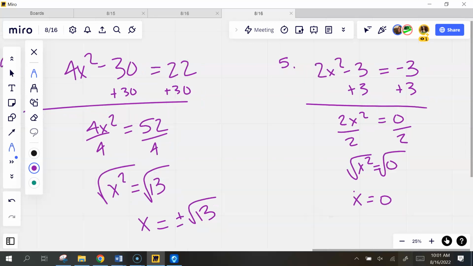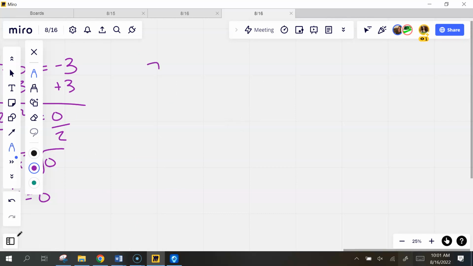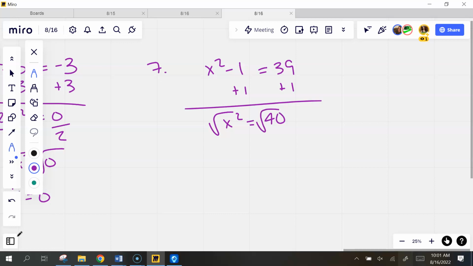7? So 7 is x squared minus 1 equals 39. Add the 1 to both sides. Take square root. What's the greatest perfect square you can take out of 40? 4 and 10. So I get x equals plus or minus. Don't forget that plus or minus, or you only have half the answer. Plus or minus 2 root 10.